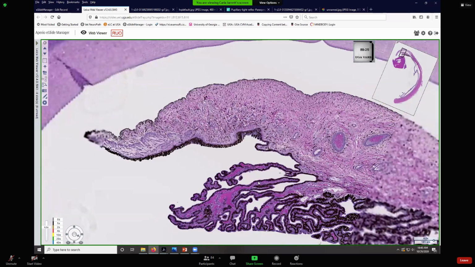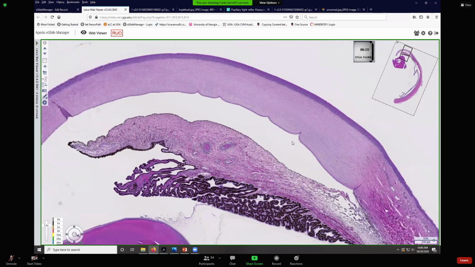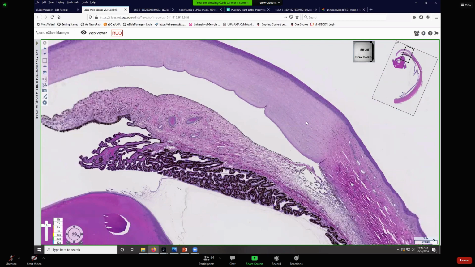We've mentioned the iridocorneal angle already, which would be the angle between the iris and the cornea. Now we're obliqued here, so it's hard to tell where the iris ends and the ciliary body begins, but this would be that angle right here. All right, so that takes us to the neuroepithelial tunic.